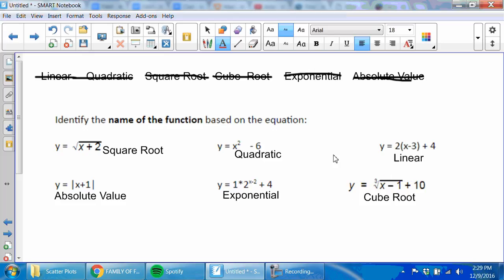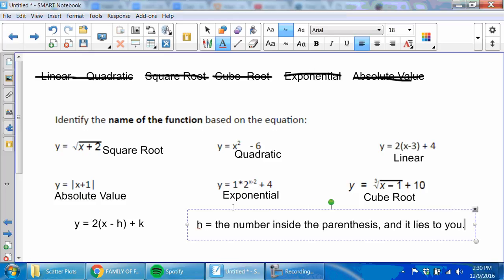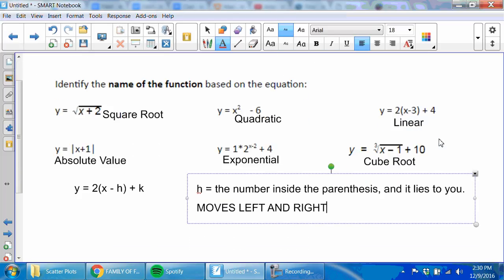That's how those work. The next part of the video that we're going to talk about is how these would move. Each of our functions have what's called like a vertex form. So y equals a parentheses x minus h plus k. H is always what's inside. H is the number inside the parentheses, and it lies to you. So if it says inside the parentheses right here like -3, that's actually meaning +3. H moves left and right. That's how H moves, left and right.